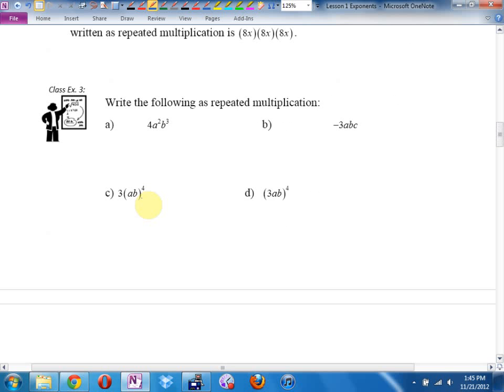So example 3 says, write the following as repeated multiplication. Write these the long way. 4a squared b cubed. What is that really? 4 times a. You know what? Because my timeses look like x's, and I'm going to be using some x's probably, what's another way to write times? Another symbol that we use. This is why, one of the reasons we bring in the dot. So I'm going to go a dot b dot b dot b.